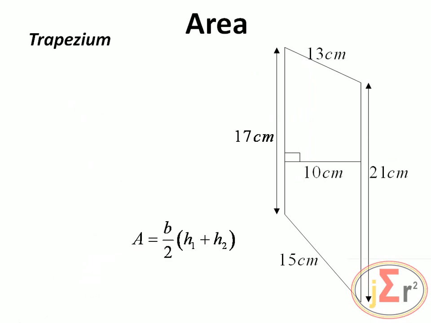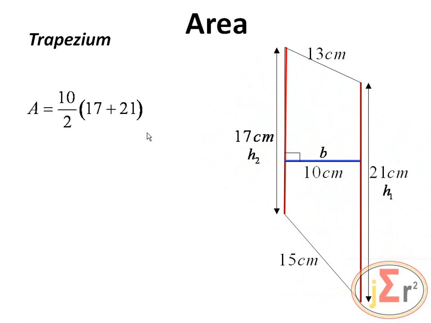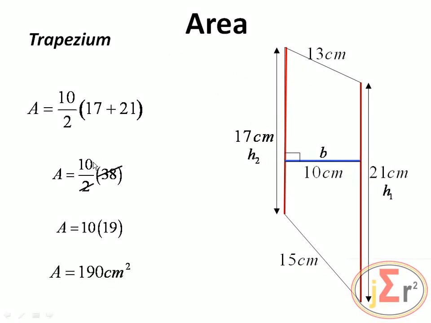What do we do? Use the formula just as before. What are the two numbers that go inside the bracket? The two parallel sides. And the perpendicular distance between the two parallel sides is the one that goes right there. So 10 over 2, 17 plus 21. We have 17 plus 21 is 38. 10 over 2, and of course we can do a little reduction. 2 into 38 is 19. So 10 multiplied by 19 is 190 centimeters squared.